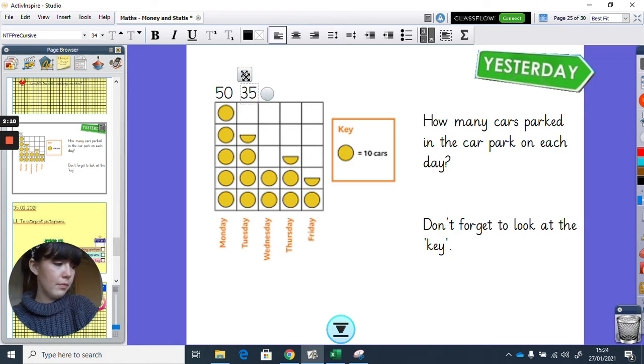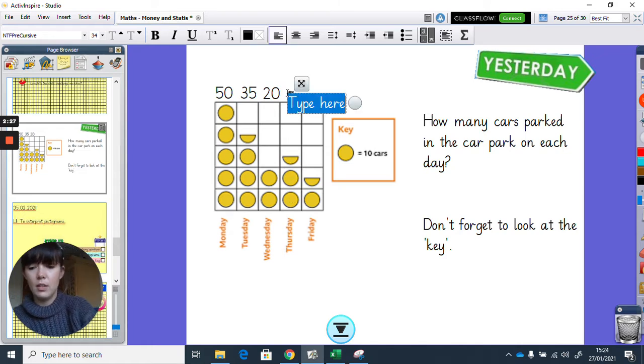Okay. Wednesday, we've got 10, 20. So we know that 20 cars were parked there on Wednesday. Thursday, we've got that little half again, which remember equals 5. So 10, 20, 5. Oh, that's a 25. And then on the Friday, we've got 10 and then 5, which would equal 15.